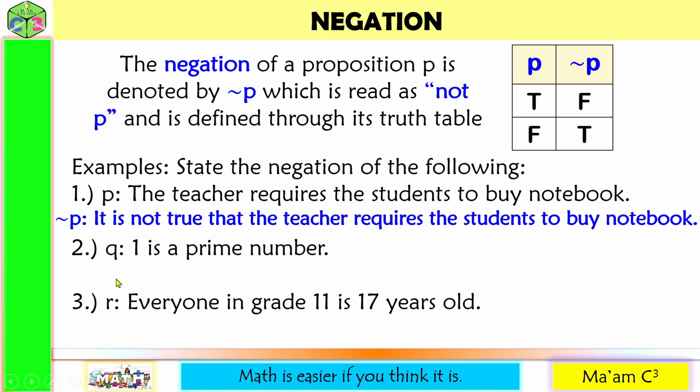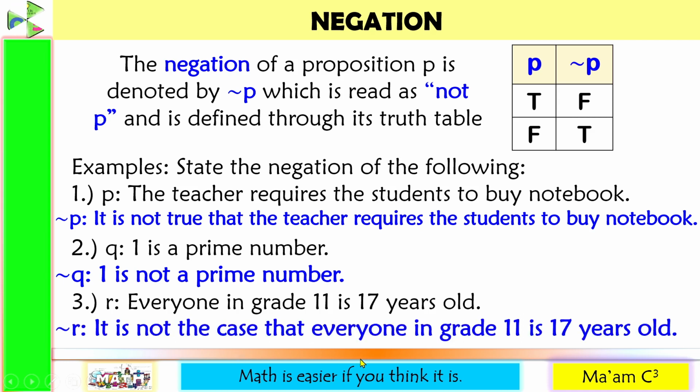Q is the proposition 1 is a prime number. To negate this, we could say 1 is not a prime number. Number 3, R is the proposition everyone in grade 11 is 17 years old. To negate this, we could say it is not the case that everyone in grade 11 is 17 years old. Or we could also say it is not true that everyone in grade 11 is 17 years old.